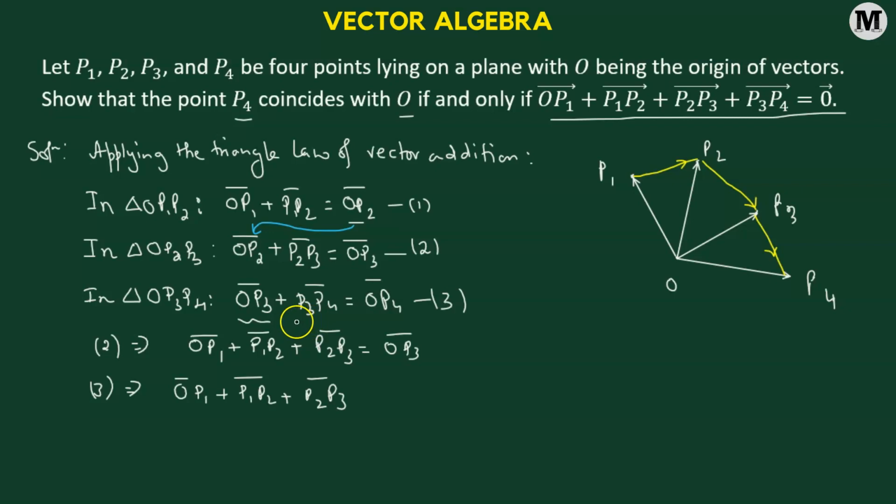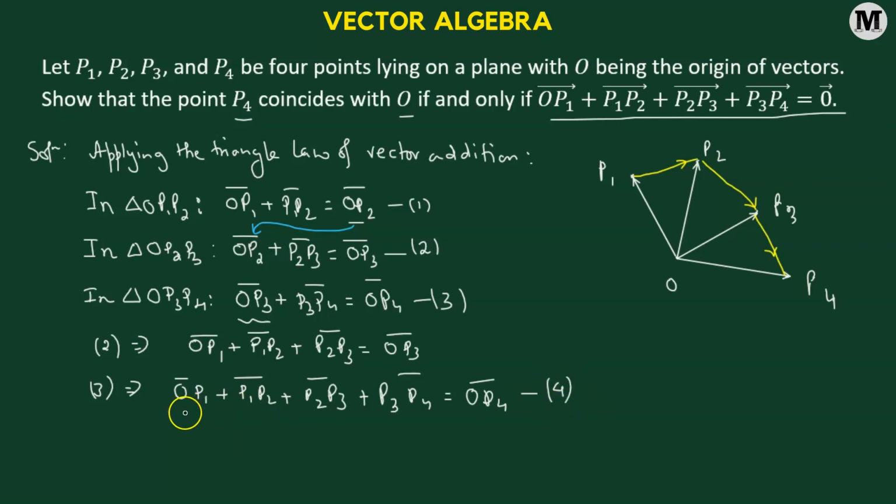So equation 3 now becomes the OP1 vector added to the P1P2 vector, plus the P2P3 vector, then we have the P3P4 vector, and since we are working with equation 3, on the right hand side we have the OP4 vector. Okay, so this is the equation that we will be working with right now. In order to show that point P4 coincides with O, it is necessary that the sum of these 4 vectors must equate to a 0 vector. Let's name this equation number 4.